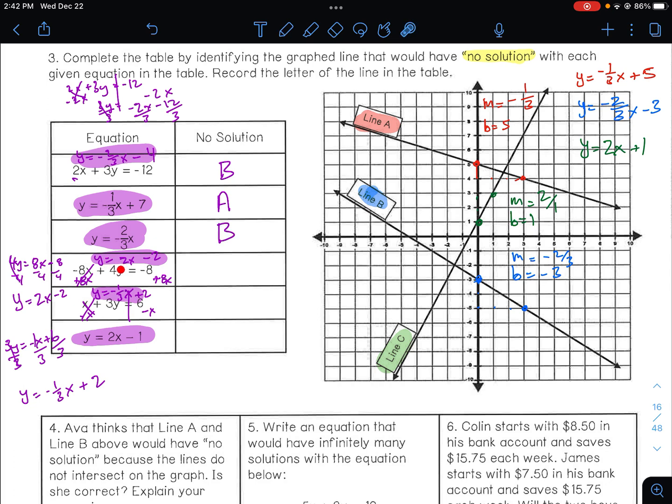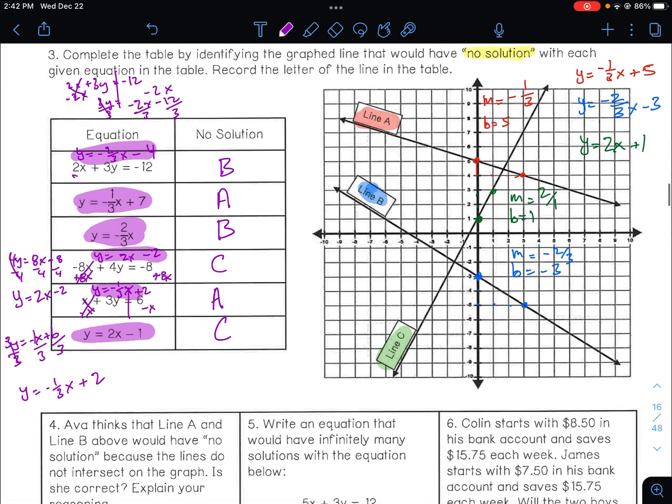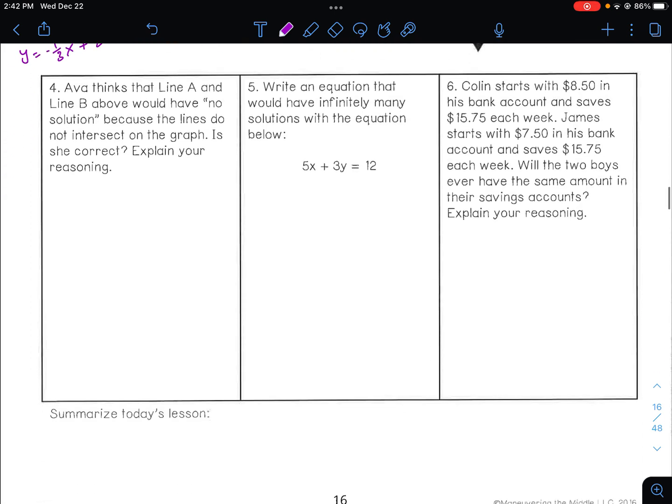Y equals 2x. My slope is 2. Oh, this also has a slope of 2, but it has a different y-intercept. So that's going to be line C. -1 over 3x plus 2. Oh, that is going to be line A. And y equals 2x minus 1. Oh, that is line C. Same slope, different y-intercept. Let's do number 4.